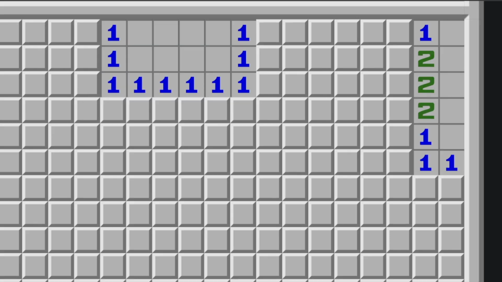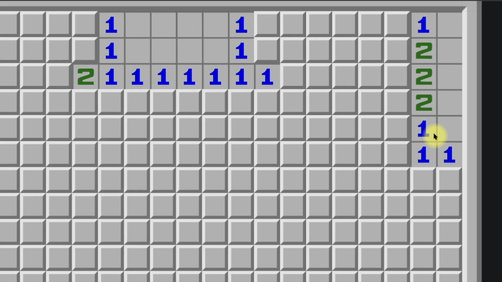Alright, so one final example here. We have a 1-2 here against a flat wall, edge of the board, so we know the third tile is safe. Same thing over here, so the third tile away from the edge is safe. And over here we have a 1-1 with a perpendicular wall, so we know these three, which are again three tiles away from the edge of the board, must all be safe, so we can clear them out just like that.